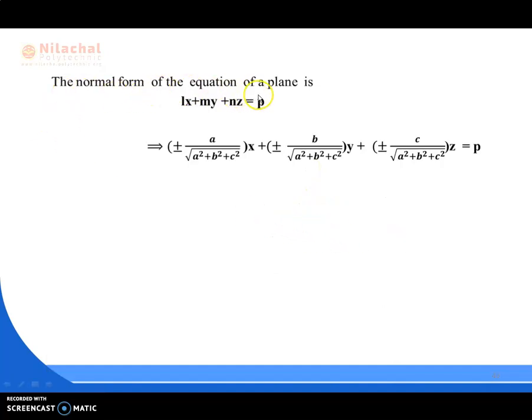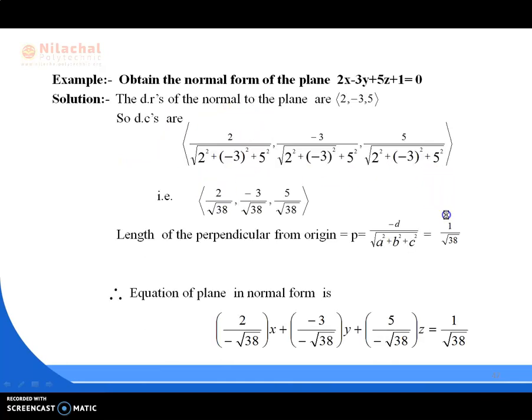The normal form of the equation of the plane must be lx + my + nz = p, where p is the perpendicular distance and l, m, n are the direction cosines of the line. So l means plus or minus a over the square root of a squared plus b squared plus c squared, and similarly for the others. We can write lx + my + nz = p in this way.